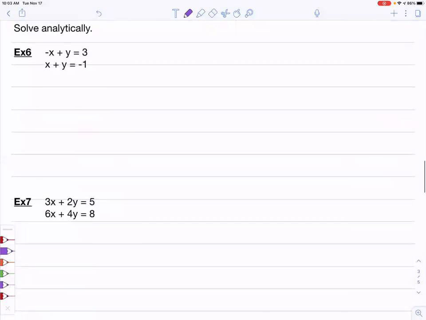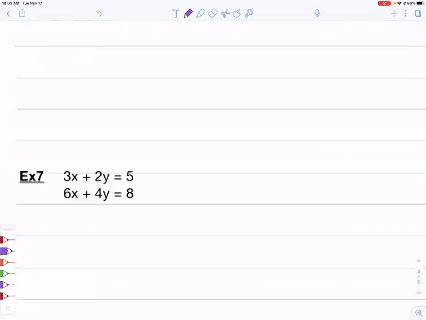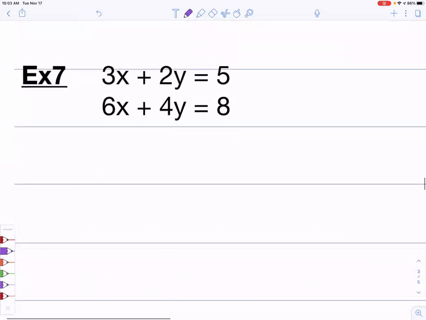It does say to solve analytically, which means you get to solve it any way you want to. So why don't you guys go ahead and do this one on your own? Pick a method. You can use substitution, you can use elimination.